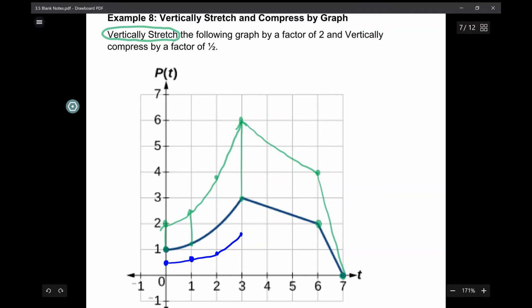All right. For input value of 6, my output was 2. Half of 2 would take me down to 1. Connect that with a straight line. And again, input is 7, output is 0, half of 0 is still 0, so that guy stays the same. So this is my compression, the blue. So we just took each of our output values, either doubled them for stretching or multiplied by a half for a compression.